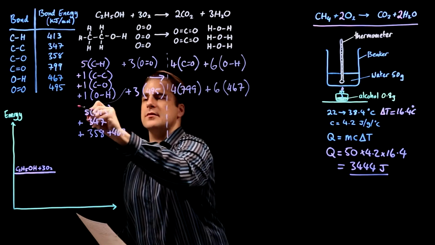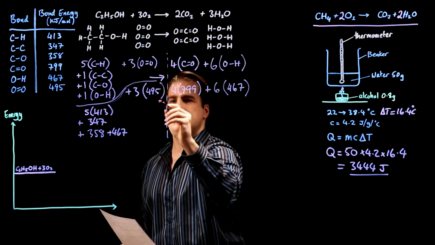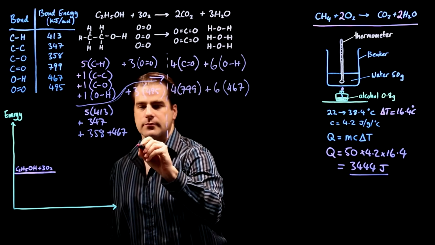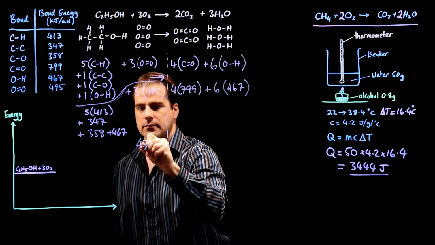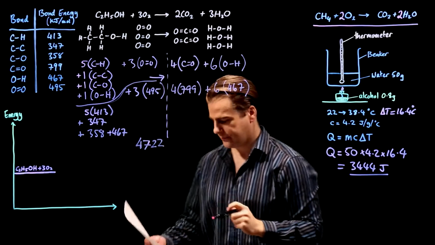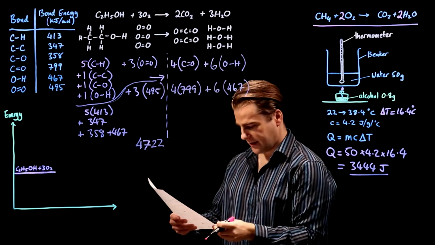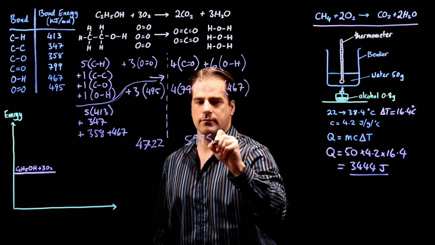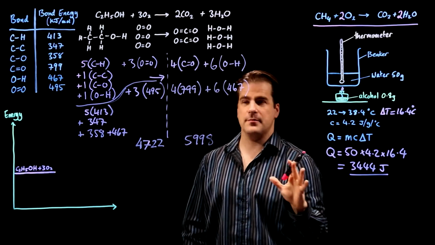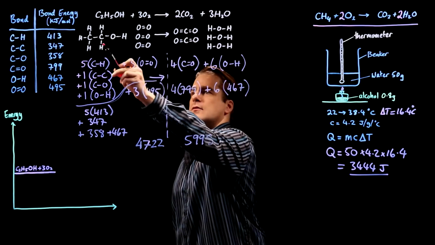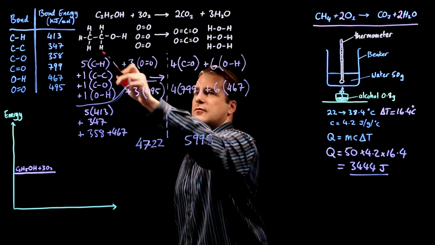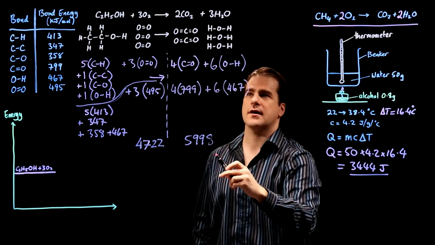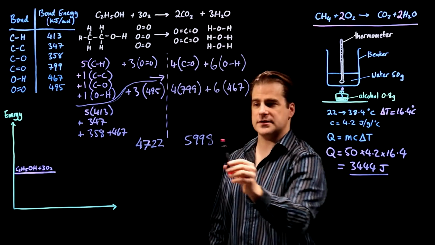it comes to 4722. And stick that in the calculator and you get 5998. So what that means is that all the bond energies of the reactants add up to that, kilojoules per mole, and all of the products, the bond energies add up to that.